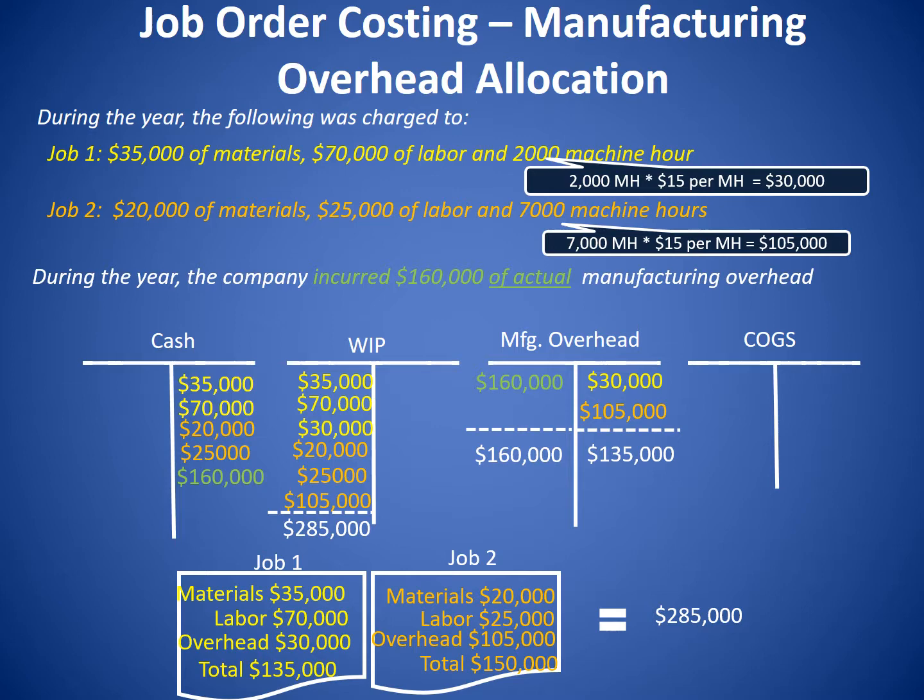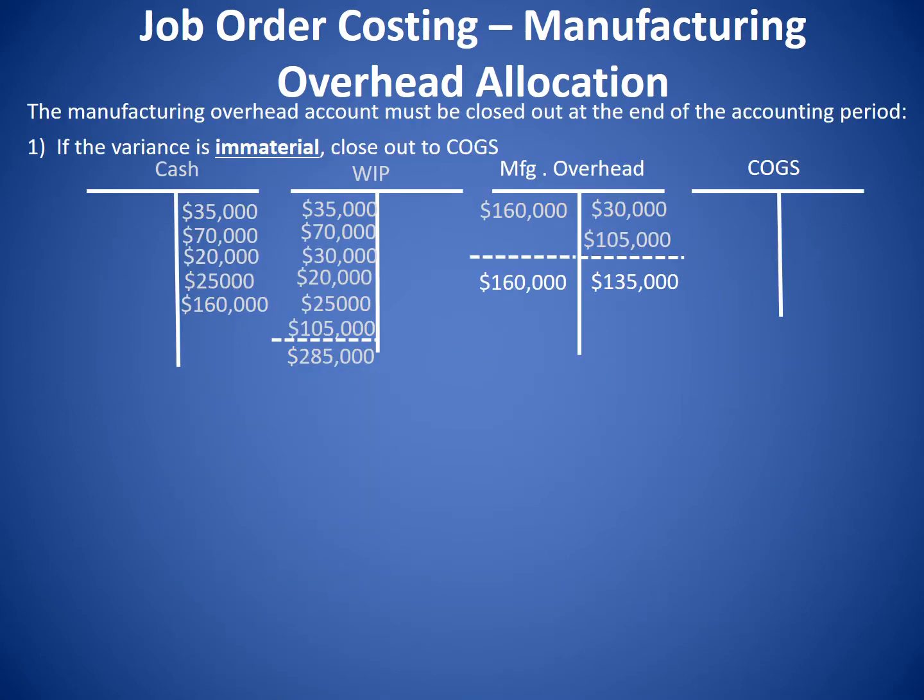Manufacturing overhead is like any other expense type of account or suspense account. It has to be zeroed out at the end of the year. So I have to make the difference go away. The way I do that is the manufacturing overhead account must be closed out at the end of the accounting period. If the variance is not material, in other words, the difference between the debit side and the credit side is not material, I'll simply close it out to work in process or close it out to cost of goods sold.